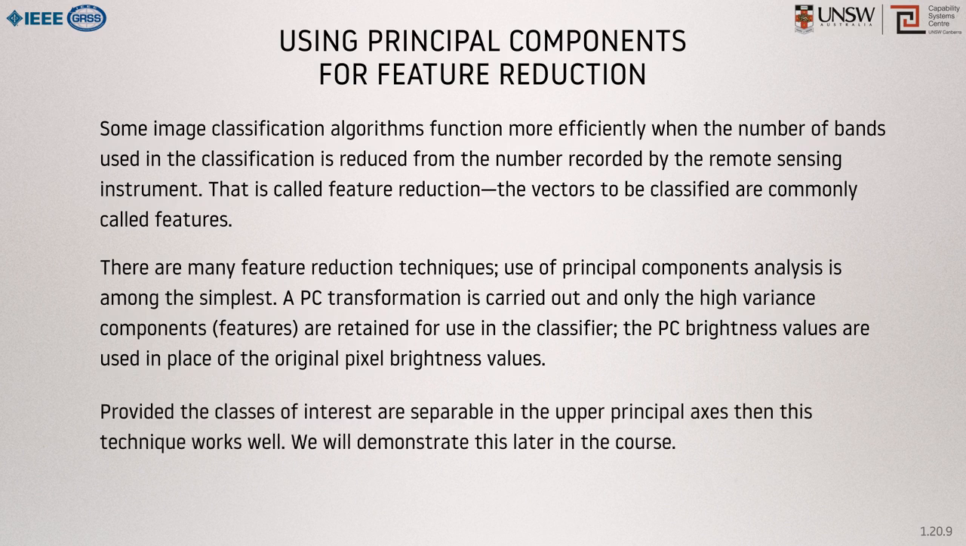In other words, the original feature vectors, which have as many elements as there are bands recorded, are replaced by vectors of PC brightness values, but with only as many elements as the number of PCs retained. In some cases, that can be a very large reduction in the dimensionality of the feature vectors, giving a major improvement in the efficiency of the classification process. We will demonstrate this technique later in the course.